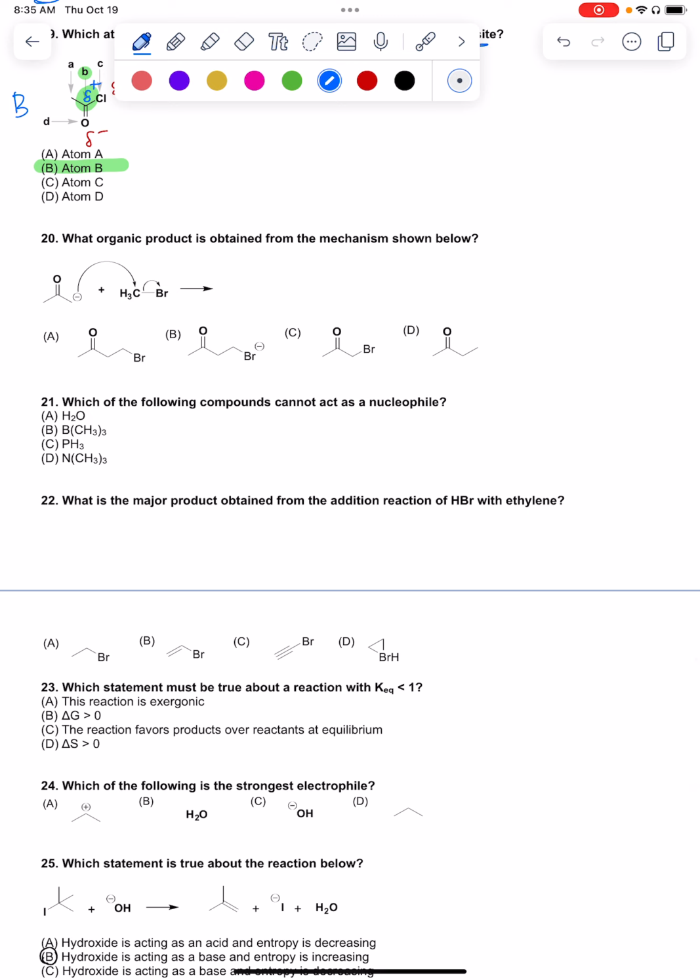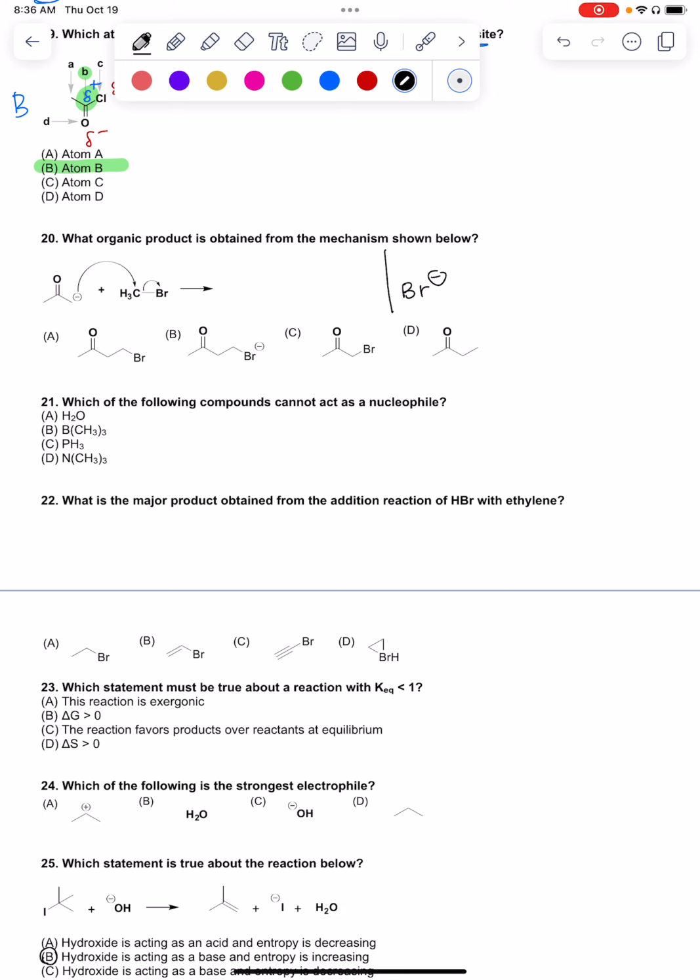What organic product is obtained from the mechanism shown below? Okay, well, we're just simply going to follow our arrows. We can't do anything more or less than follow the arrows. So the first thing I notice is that this negative is moving towards this CH3, and the bromine's leaving. So that means I've got to have some bromine as a product, but it's on its own. It's completely its own thing.